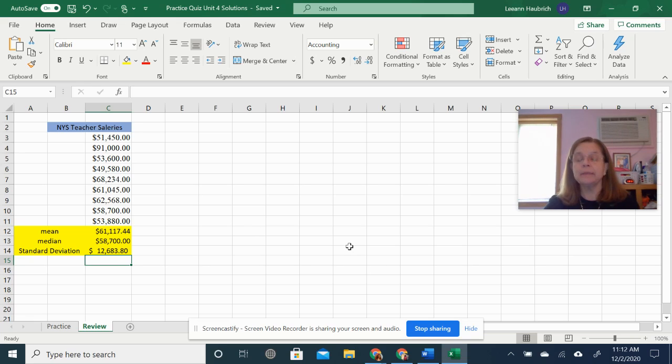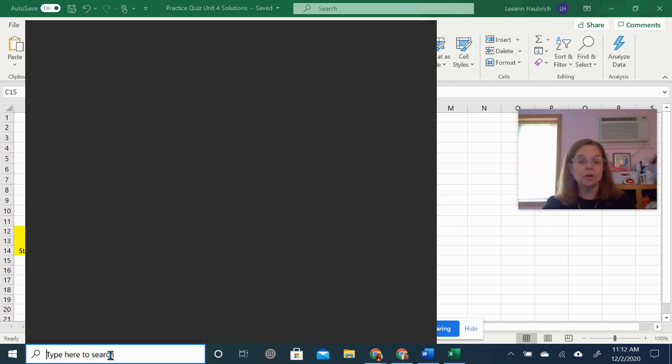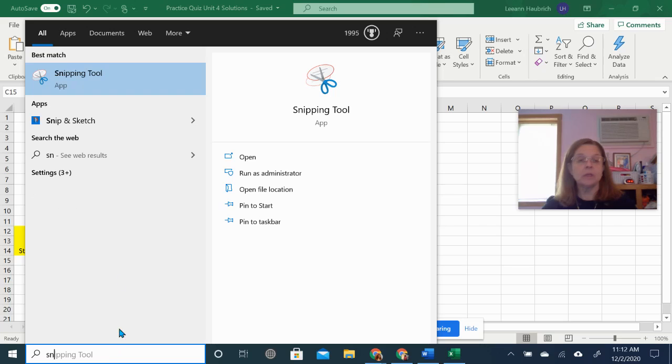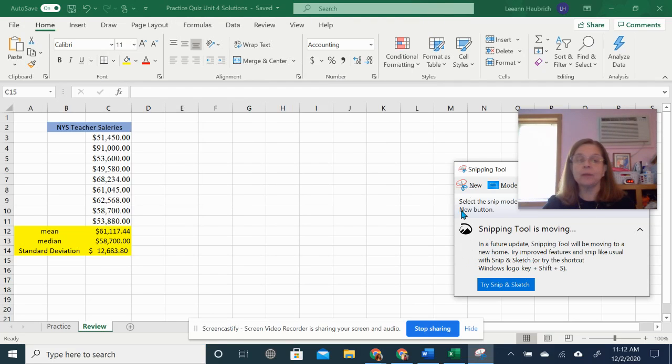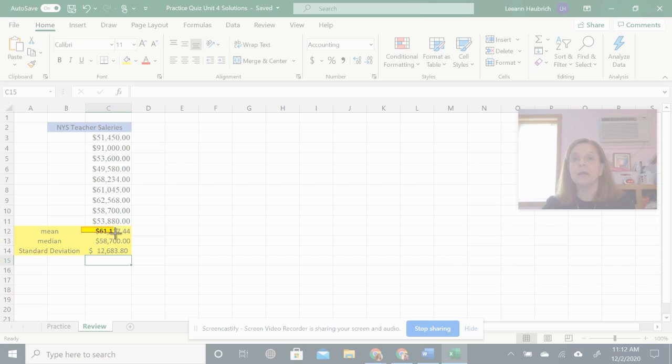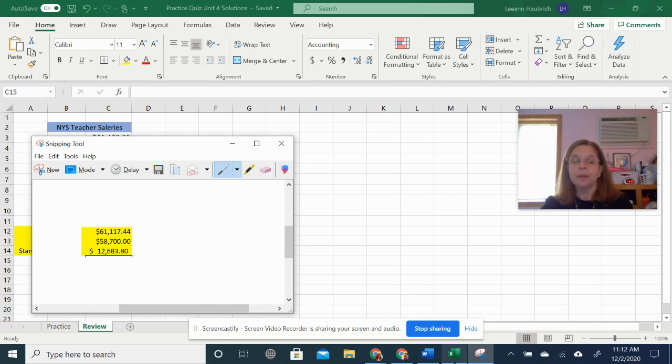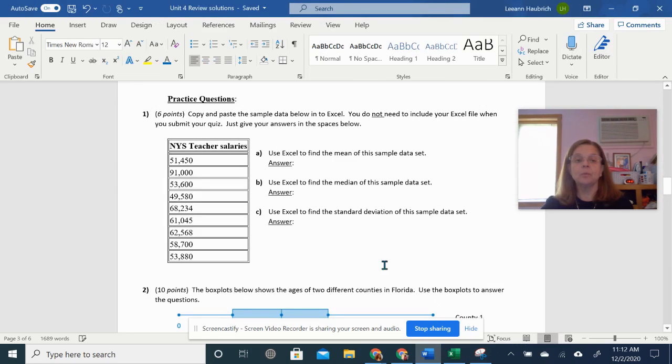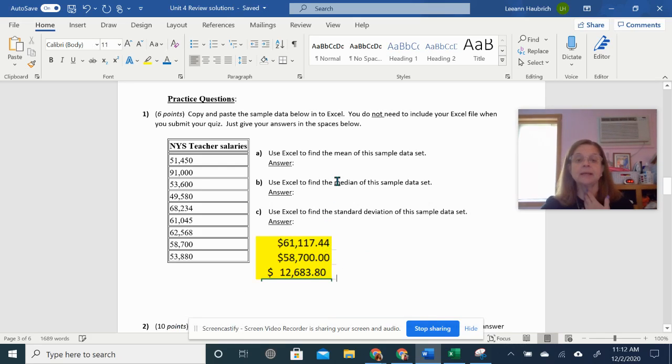Now the homework and the quiz will say you do not have to copy and paste this over. I am going to go to the snipping tool just so I can show you that when I'm putting them over, I am in fact putting these values. So I'm just going to grab these three values here for a second, bring them over to my work, and hit Control V so I can see them.